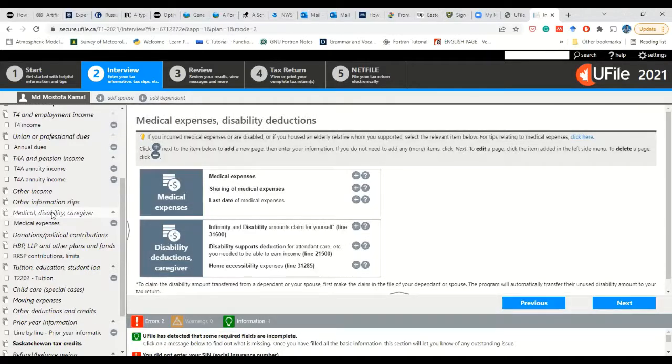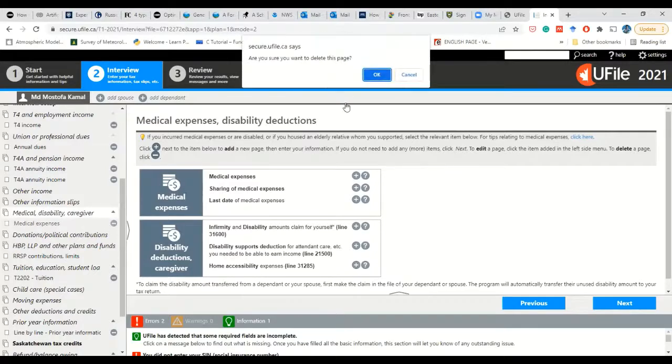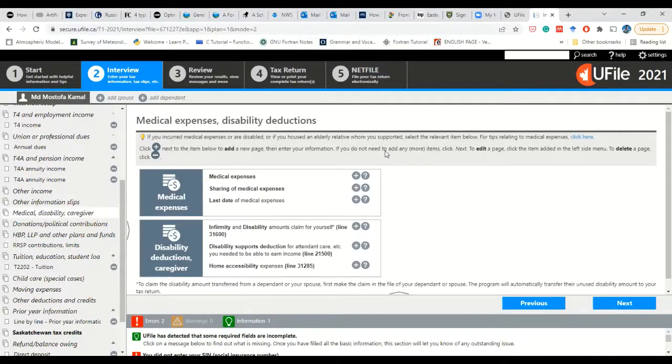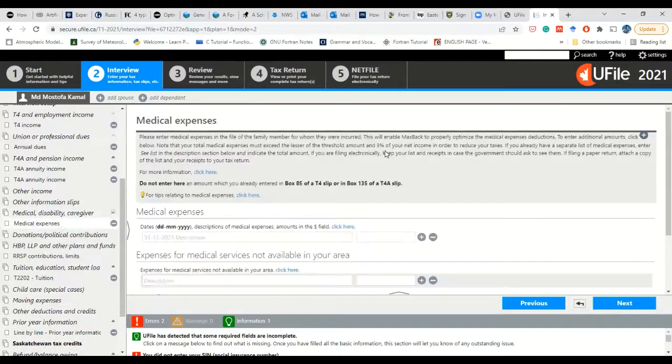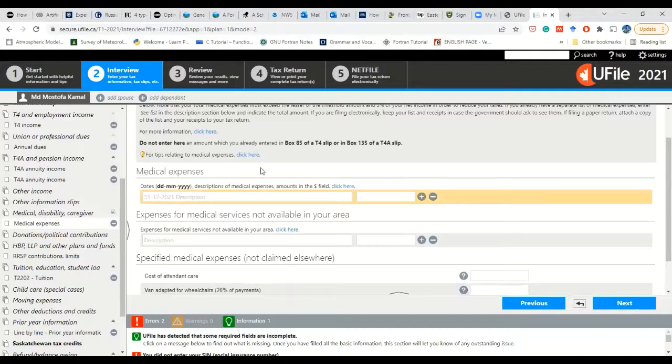So because I created it before, let's say I delete it and now start from the beginning. So here you click it. Now I created a form which is called medical expenses here. So here what you mentioned, do not enter here the amount which you already entered in this form.